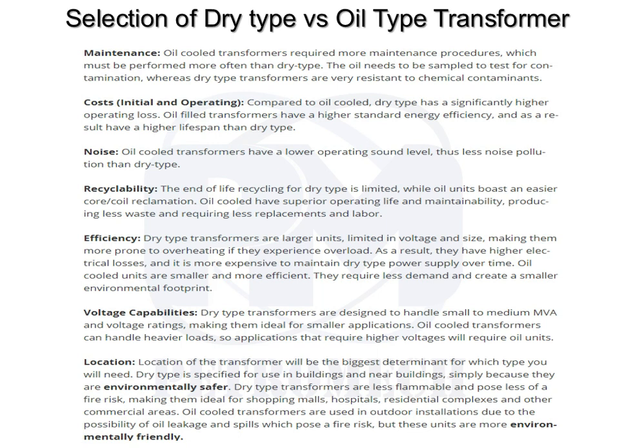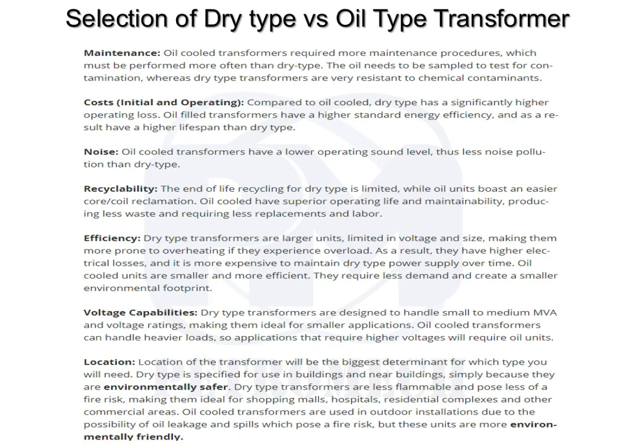Regarding voltage capabilities, dry type transformers are designed to handle small to medium MVA and voltage ratings. Currently many manufacturers have upgraded their manufacturing capabilities and offer quite high MVA rated dry type transformers, making them ideal for many applications. On the other hand, oil type transformers can handle heavier loads, so they can be used for higher voltages and larger ratings compared to the dry type transformer.